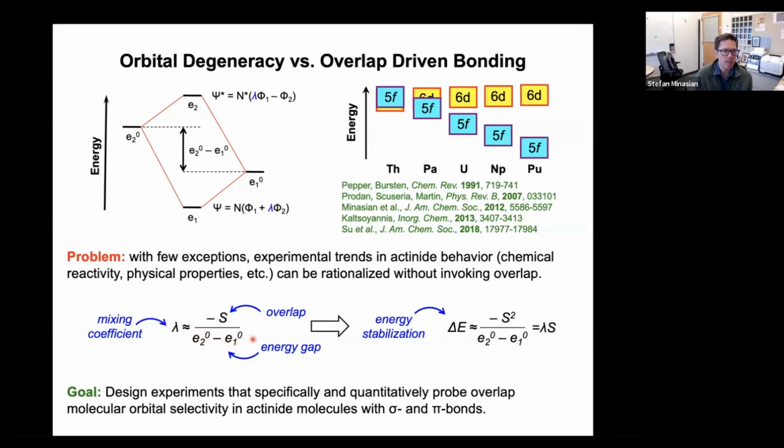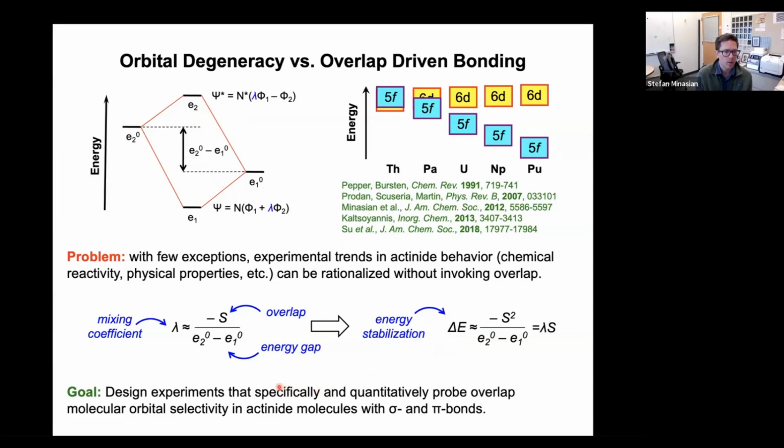The problem with it is that it doesn't require invoking orbital overlap. And what we know from perturbation theory is the actual energetic stabilization of a bond is proportional to the overlap squared. And so you can potentially have systems in actinide molecules where you have a large amount of orbital mixing because this energy gap is very small, but actually very little energetic stabilization or very little perturbation of the f orbital manifold because there's very little overlap.